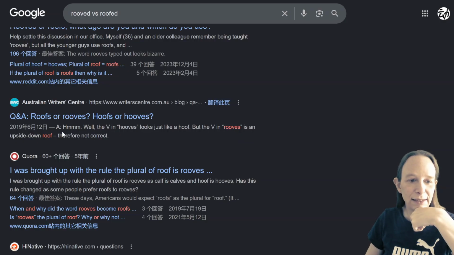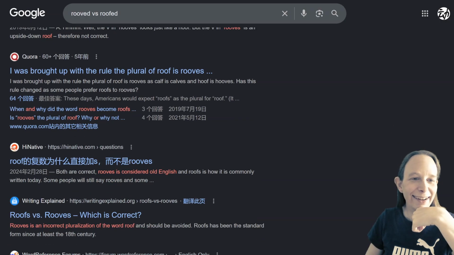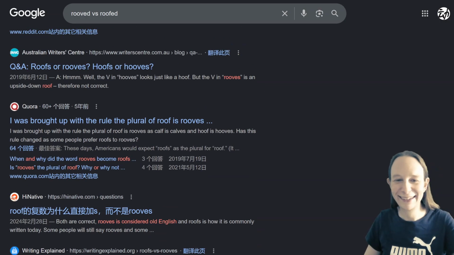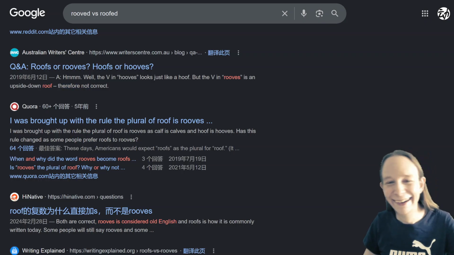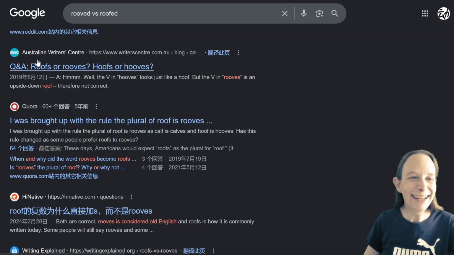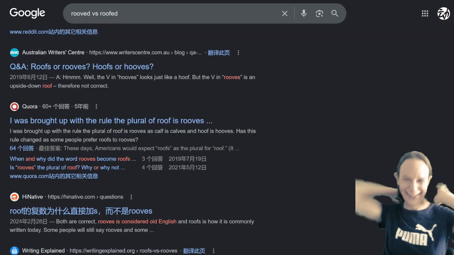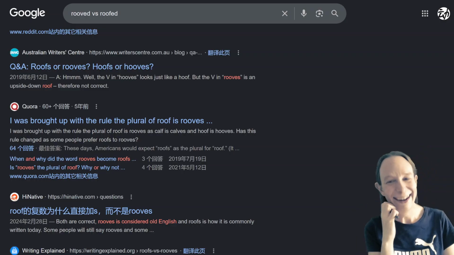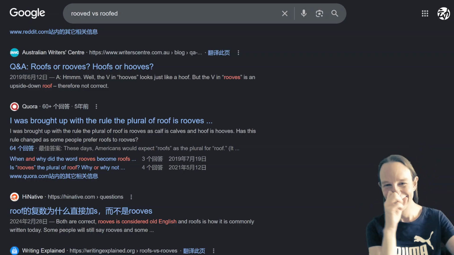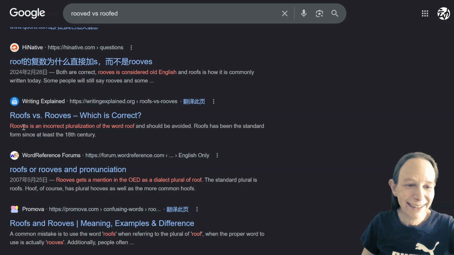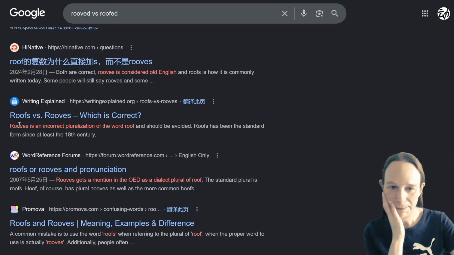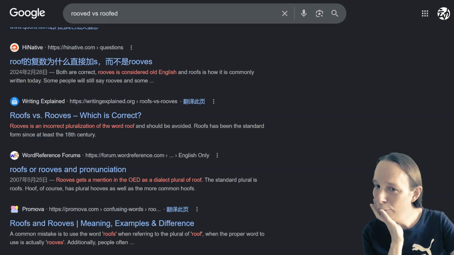Roofs is an upside down roof. All right, that's not entirely helpful, is it? Therefore not correct. I like how it's Australian. Oh yeah, that's an Australian joke. All right. Roofs is an incorrect pluralization. No, it's not a plural. It's used as a verb meaning, yeah, I roofs.